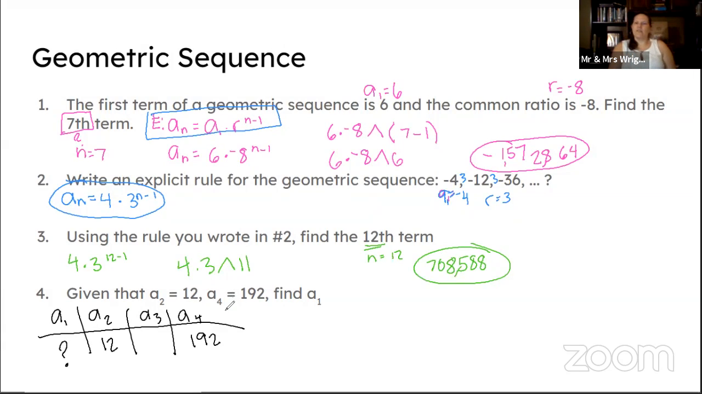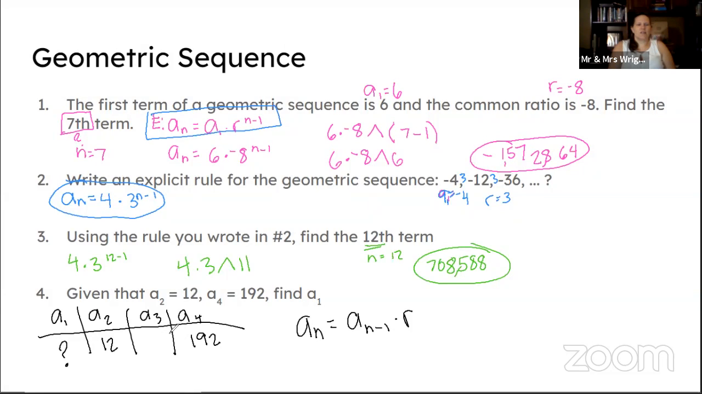Now, if I think about the two formulas that I know, an explicit rule and a recursive rule. Well, just thinking logically about math and the fact that this is an assignment, we've already used an explicit rule, so we've got to use a recursive rule. But the recursive rule actually makes more sense. So let's look at why that is. A sub n is A sub n minus 1 times R. Well, because we're missing some things here, we're going to have to use some substitution.